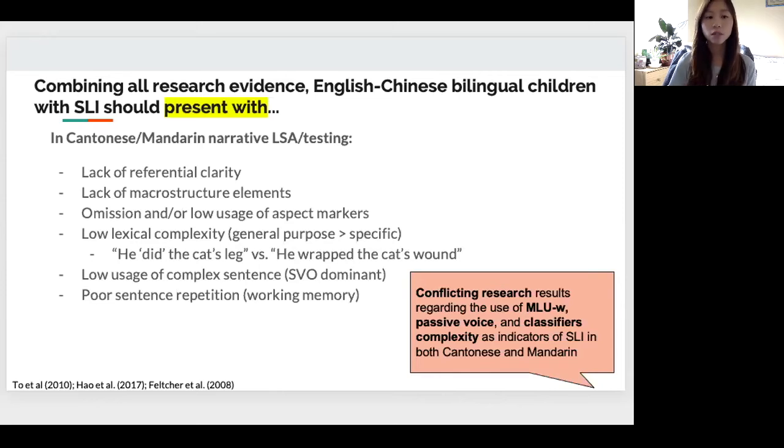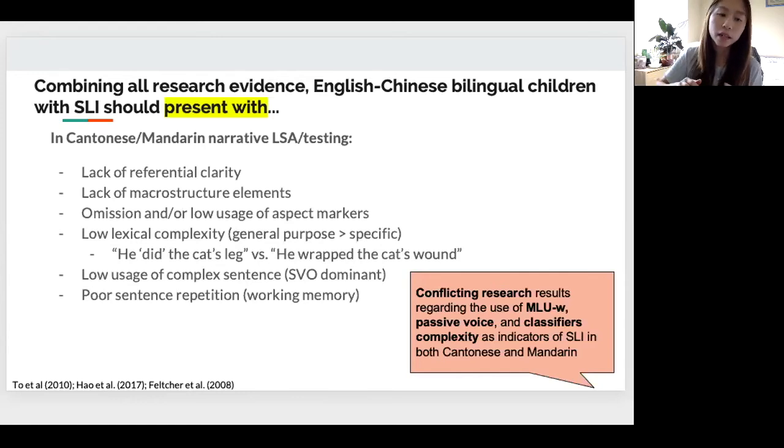Some language-specific hallmarks of SLI include omission or low usage of aspect markers in Chinese, using vocabulary that serves a general purpose rather than specific lexical items, and forming simple SVO sentences with low usage of clauses and adverbial phrases. A sentence repetition task can also highlight the child's working memory, which is an area that children with SLI struggle with.